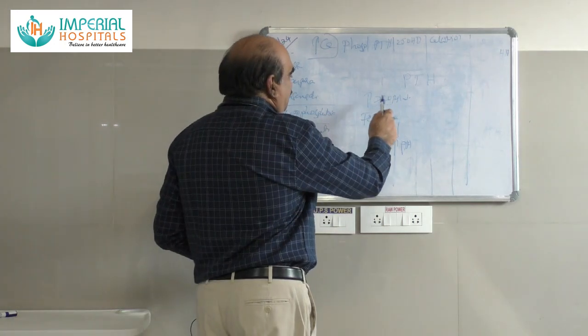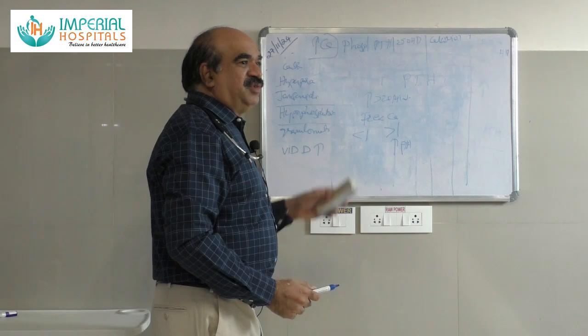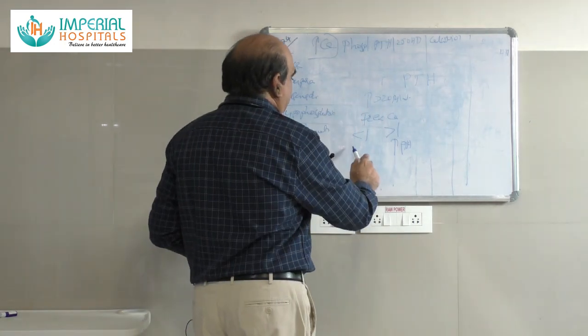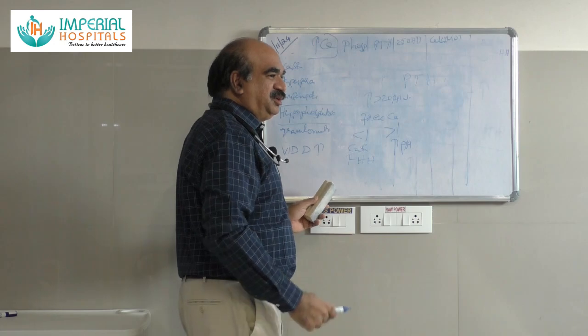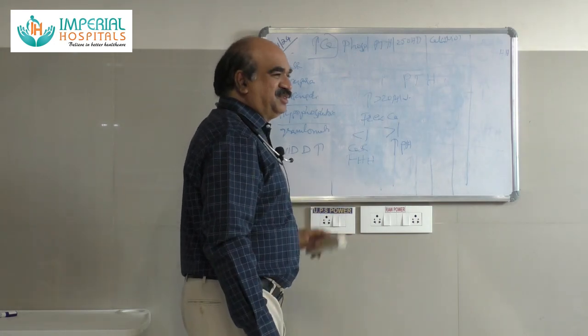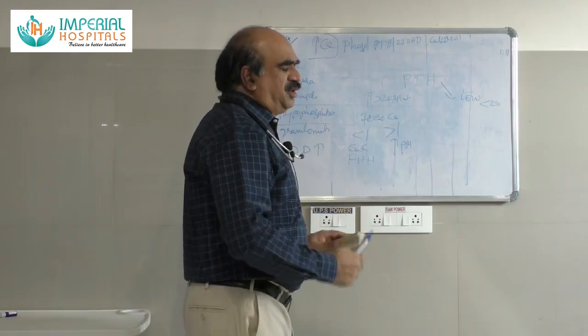So PTH is high, but fractional excretion of calcium is less than 1. What could be the cause? Familial hypocalciuric hypercalcemia. So CASR defect. FHH. See how simple it is. Check PTH level, check fractional excretion of calcium. We can diagnose FHH. Okay. If PTH is low, less than 20 picograms per ml, what does it indicate?